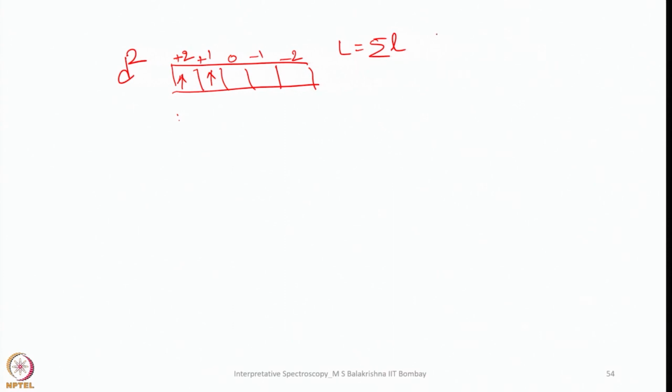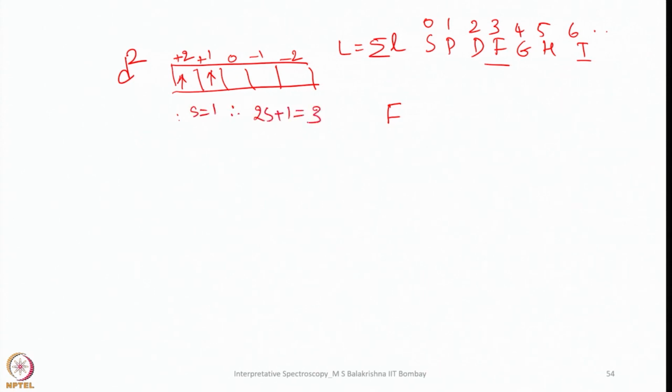3 means you know that L can take values for S, P, D, F, G, H, I, with L equals 0, 1, 2, 3, 4, 5, 6 and so on. Now we have 3, so choose F. So F is the symbol. Then we have to take the multiplicity. S equals 1, therefore 2S plus 1 equals 3. This 2S plus 1 will come here.